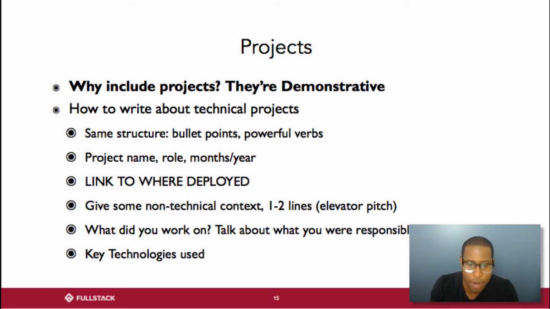You'll use bullet points and powerful verbs. But when you start off, you'll have the project name, role, and then month and year, and then a link to where it's deployed is very, very, very important. If you don't have this, have the GitHub link ready to go. So give some non-technical context, one or two lines max, basically an elevator pitch about what your project is actually about. And then talk about what you worked on specifically, your responsibilities and accomplishments, and then the key technologies used in that specific project.